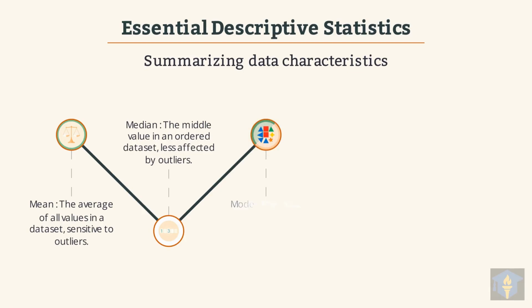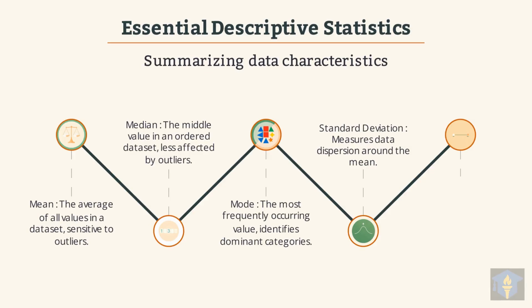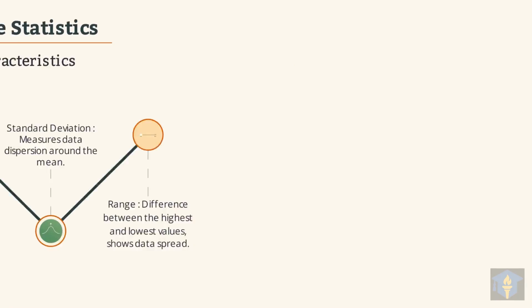The mode is the most frequently occurring value, identifying the dominant categories in your data. Standard deviation measures how much data points typically disperse or spread out around the mean. The range is the difference between the highest and lowest values, showing the overall data spread.